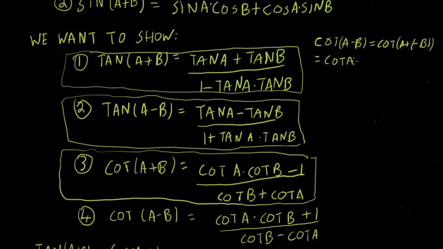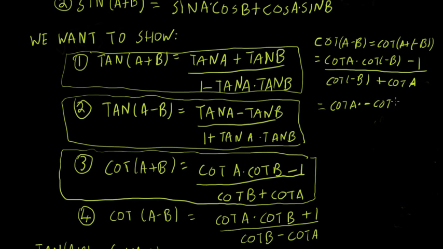So cotangent of A times cotangent of negative B minus 1 for cotangent of negative B in this case, and then plus the cotangent of A. So hopefully you remember that cotangent is an odd function, so the cotangent of negative B is equal to negative cotangent of B. Again here, cotangent of negative B, negative cotangent of B, plus the cotangent of A.